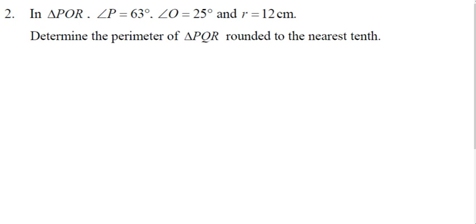Moving on. In triangle PQR, angle P equals 63, Q equals 25, and little r equals 12 centimeters. First step, draw a picture.